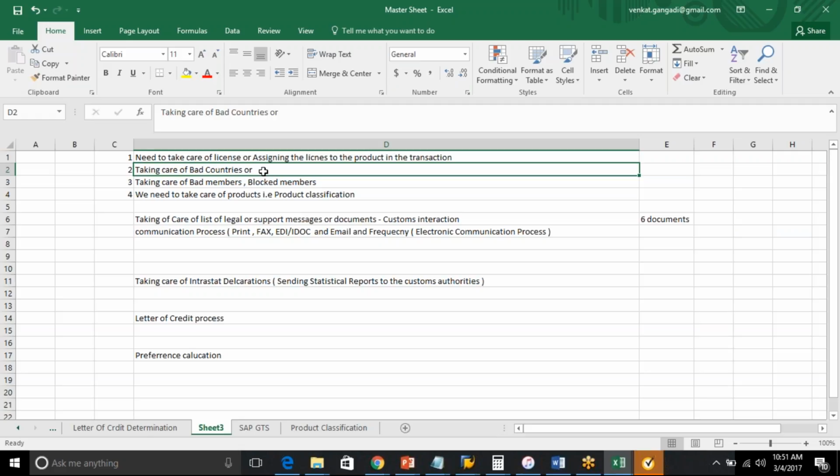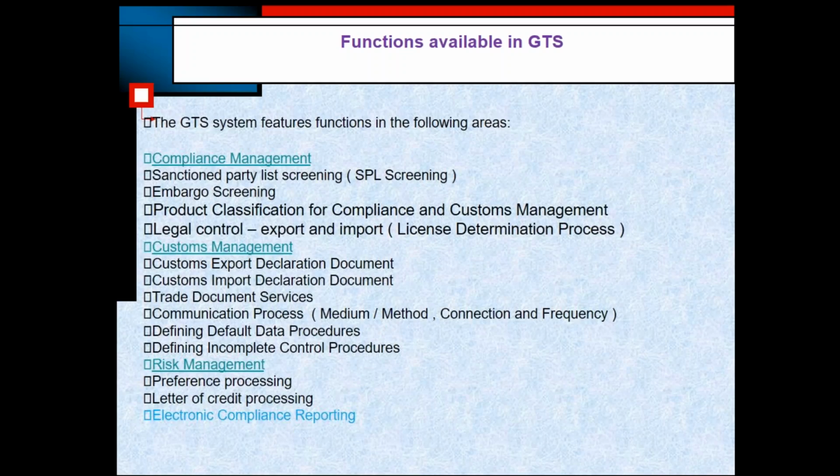Yes, we should check, validate, right? Like validation. Yes, we need to do the validation. So we need a system, a software, a mechanism to validate the business partner countries against the bad countries or the blocked countries. So that is going to be taken care of by the embargo screening in the GTS module. Okay, so now we understood that.